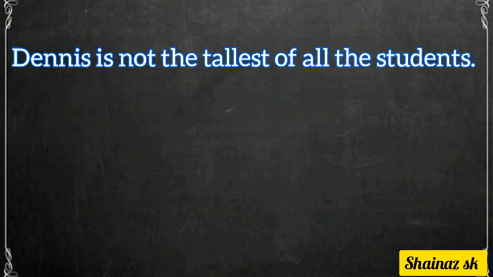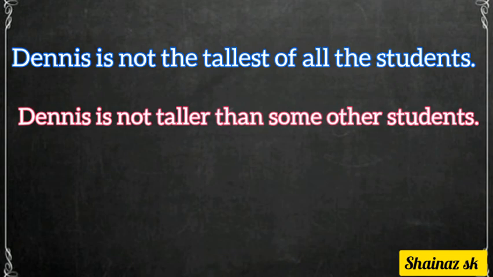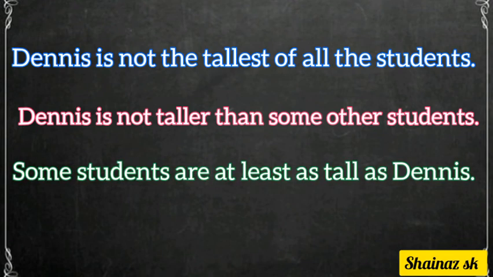So the sentence in the comparative degree will be like this. Dennis is not taller than some other students. And the positive degree will be like this. Some students are at least as tall as Dennis. So in this way, we interchange the degrees of comparison.